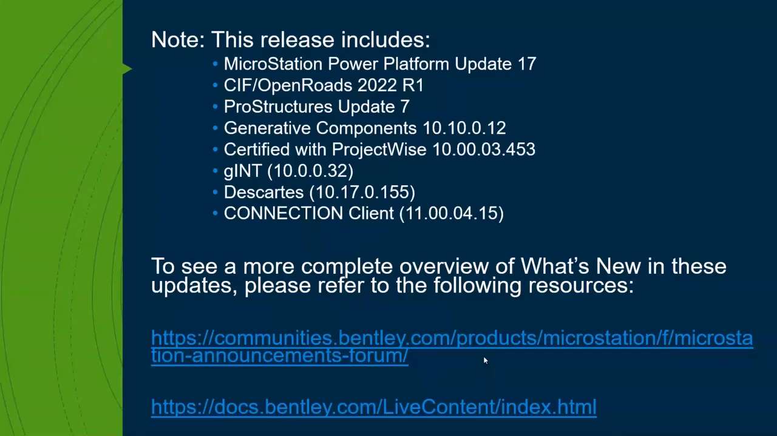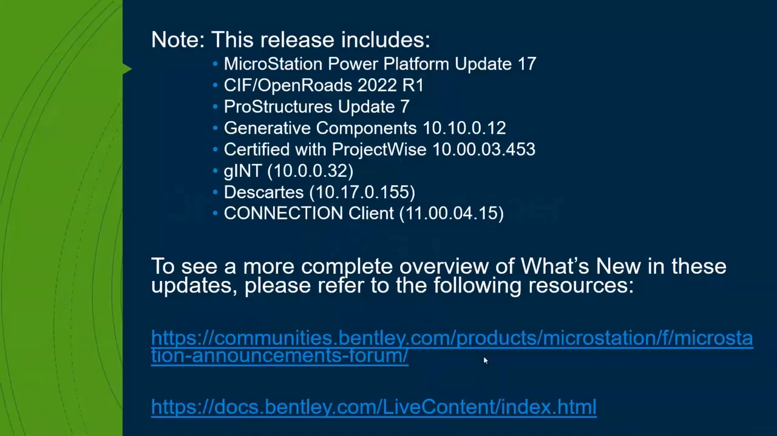ProStructures update 7. We're going to see the Generative Components, or GC as we call it in short, and certified with these versions of ProjectWise and using this gINT and Descartes version. More information is in the links below, and they're going to be published again when we fully release the software or make it available in your connect.bentley.com.